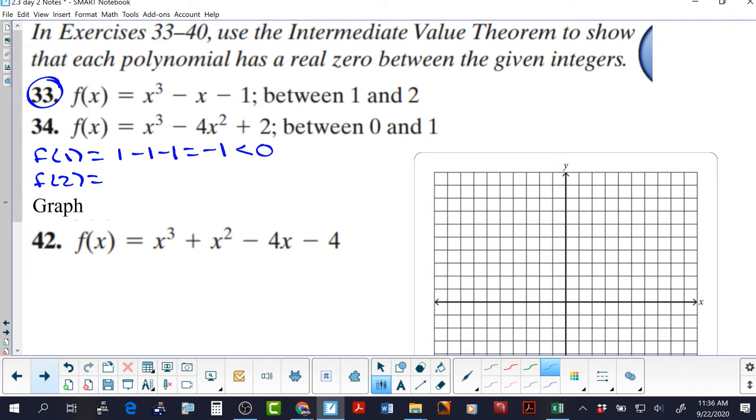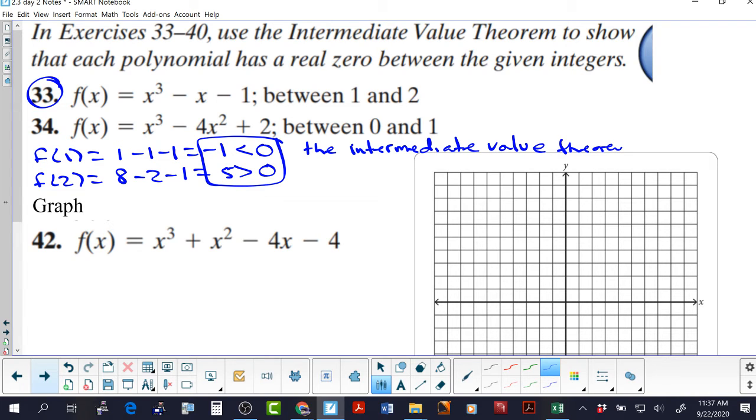F of 2 is 8 minus 2 minus 1. 6 minus 1 is 5. That's above the x-axis. So this polynomial, this nice smooth curve, went from below the x-axis to above the x-axis. So it must have crossed the x-axis somewhere. The intermediate value theorem guarantees a zero between 1 and 2.